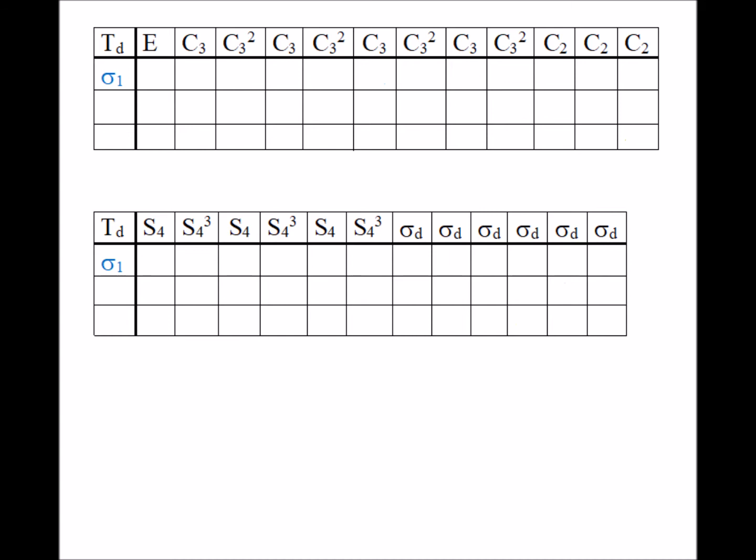So if it says that there are 6 C3s in a class, we need to show all of the C3s, keeping in mind that some of those C3s will be C3 squares. Similarly, for the 6 S4s, some of those S4s will be S4, and the others will be S4 cubes.